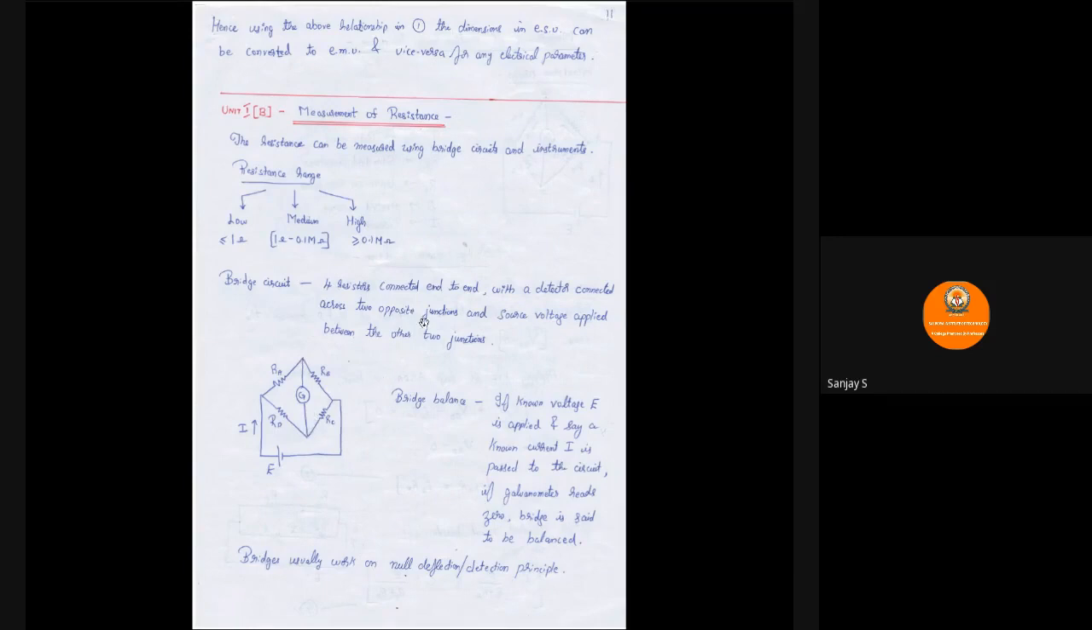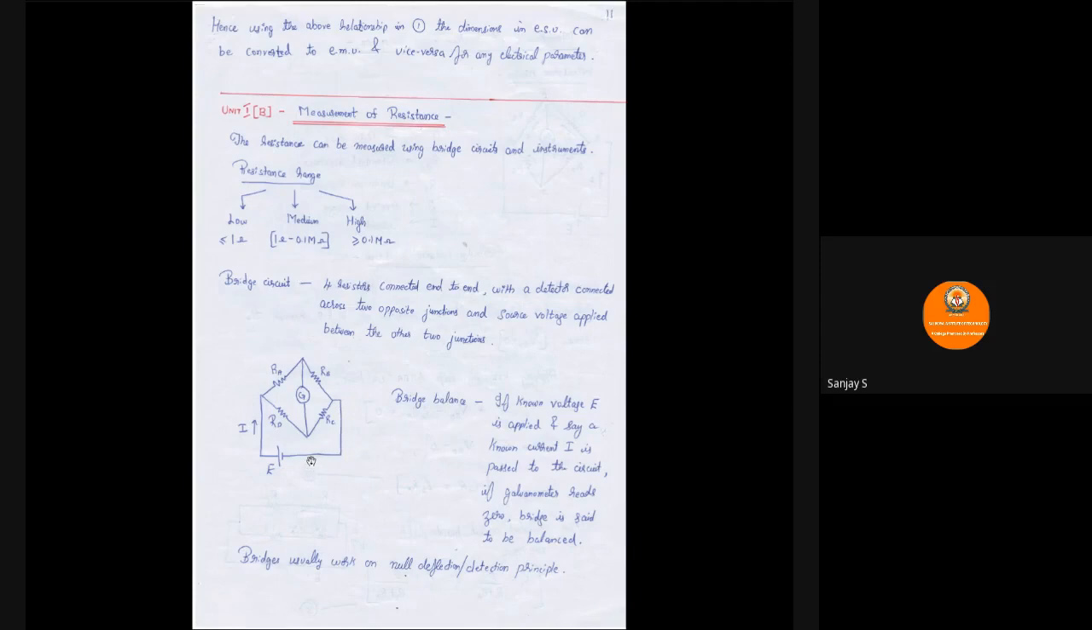And then let us continue. And source voltage applied between the other 2 junctions. So you can see here the junction between RA and RD, and RB and RC is connected to battery E or source voltage E. So this defines the bridge circuit. Whenever the circuit is to be called a bridge circuit, there should be four resistors connected end to end. But in one opposite pair of junctions, you should have a detector. In the other pair, you should have a source or a battery. Then it is called a bridge circuit.